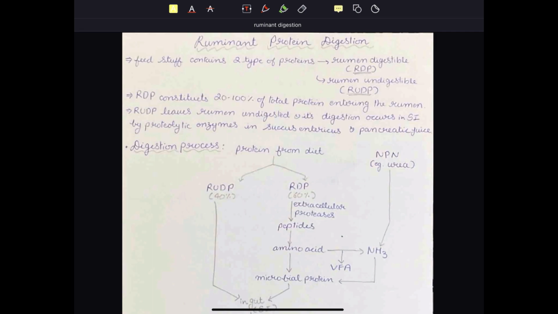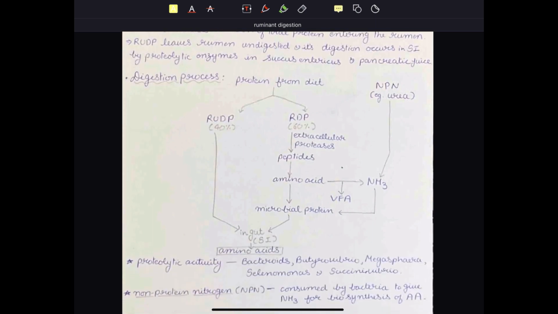Okay, so the digestion process is like this: the protein from the diet will enter the rumen. In the rumen, digestible proteins are digested by the extracellular proteases of the microorganisms that are present in the rumen, and they are converted into peptides and then amino acids. And these amino acids are used by the organisms themselves to produce microbial protein.